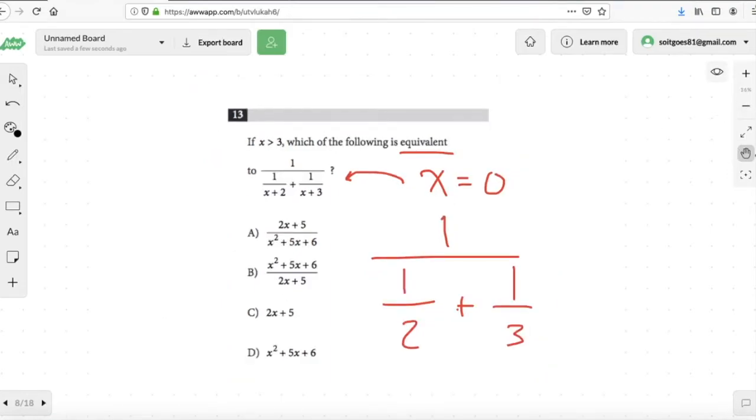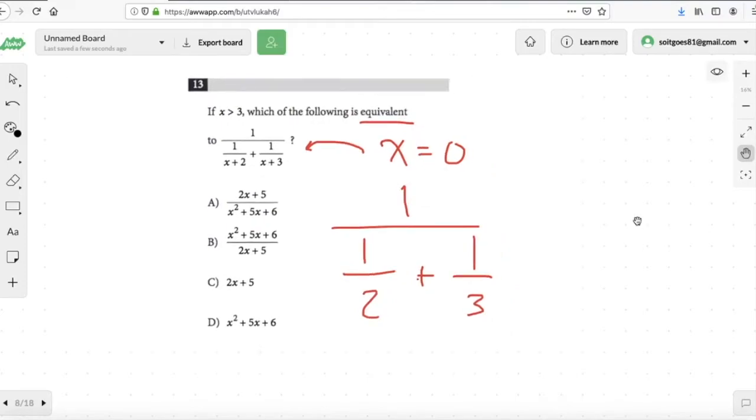Do you know how to add 1/2 plus 1/3? Okay. How do we add that? You have to get a common denominator. Common denominator. What's our common denominator going to be? 6. Let's make it 6.